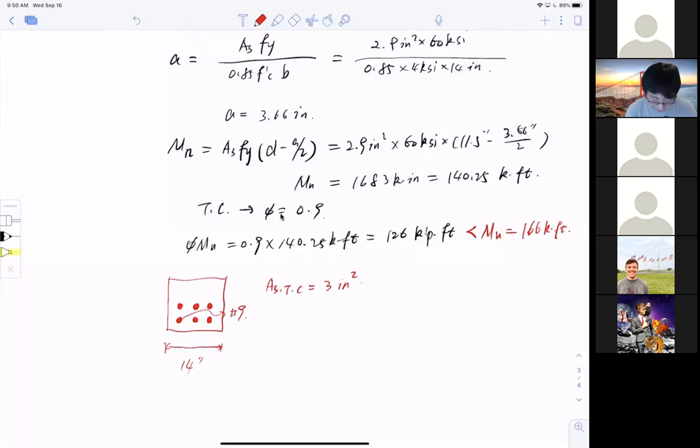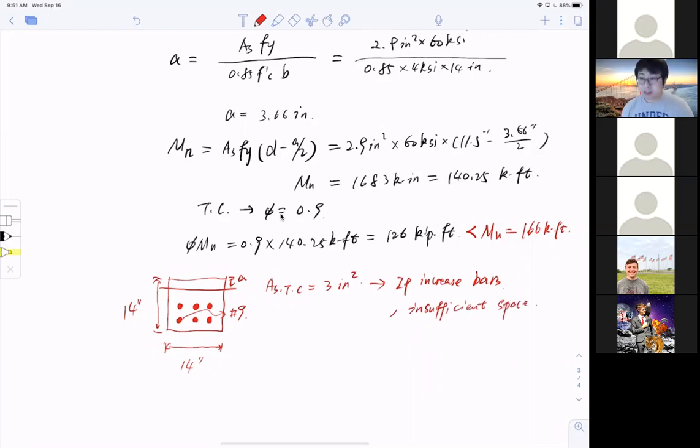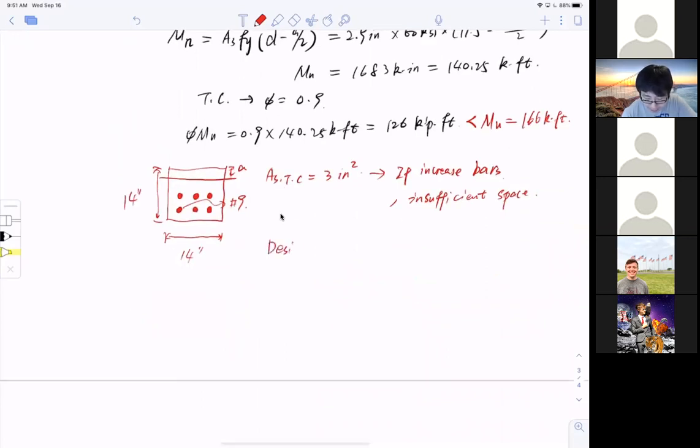But you realize that this direction is also 14 inch, so that will cause a problem. What type of problem? Eventually the bottom bars will be too many, and I have a neutral axis that is too thin or too short. If we go on with this case and increase bars, I have insufficient space to put them. That's when we're going to design as a doubly reinforced section.